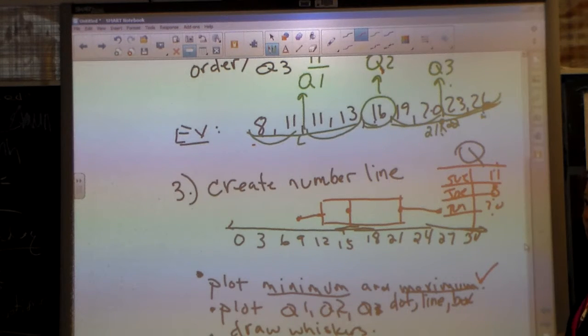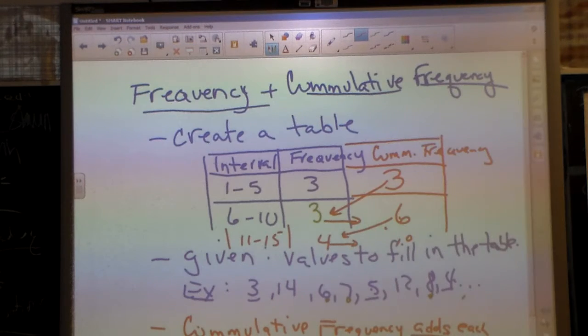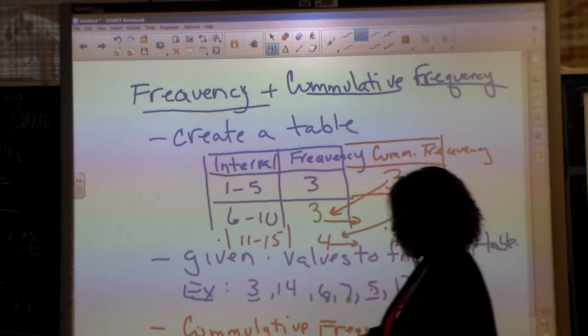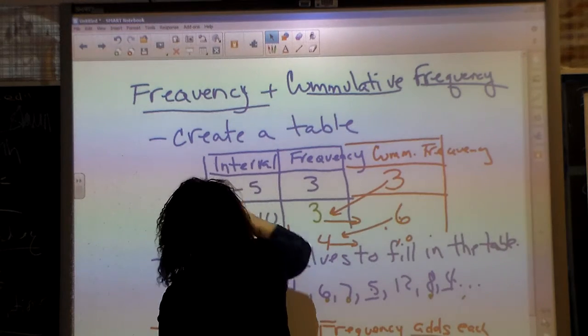I'm going to move forward. Okay. This may or may not be the last one we go through. We might get through 2 more.